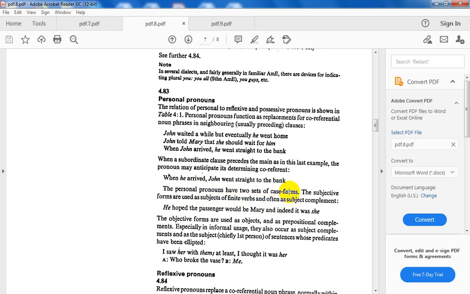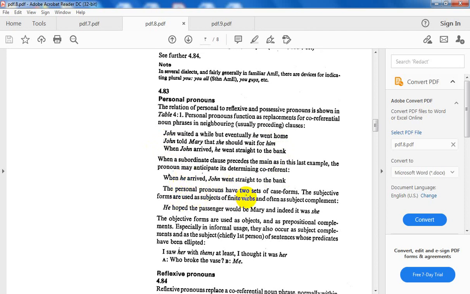The personal pronoun has two sets of case forms. So now, what is the function? It is either co-referential. What does co-referential mean? I have the pronoun, then I have the noun, then I have the pronoun. And they can have co-referent function. What is co-referent? I have the pronoun, then I have the noun.